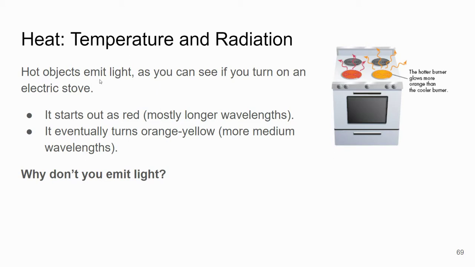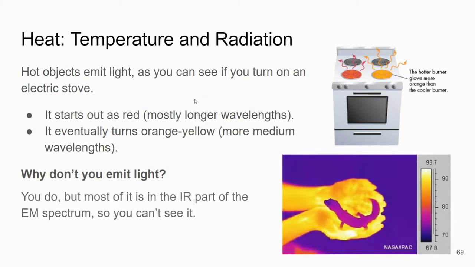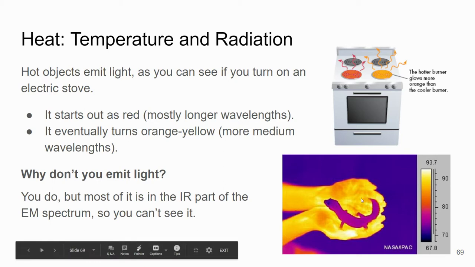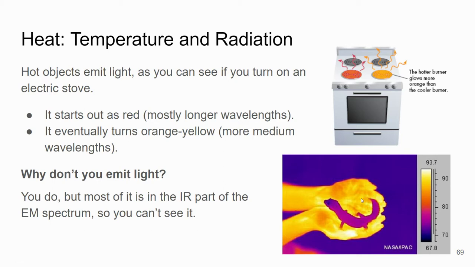So why don't you emit light? Well, in fact, you do emit light. However, you're not as hot as a turned on electric range. What that means is most of the light you're going to emit is in the infrared part of the spectrum. So you are emitting light. You can see that in this picture taken with an infrared camera. The person's hand is glowing with light, but it's in the infrared, and your eye can't see it. The fact that your eye can't see it doesn't make it not light. It just makes it light that you can't see. The infrared camera can see it.